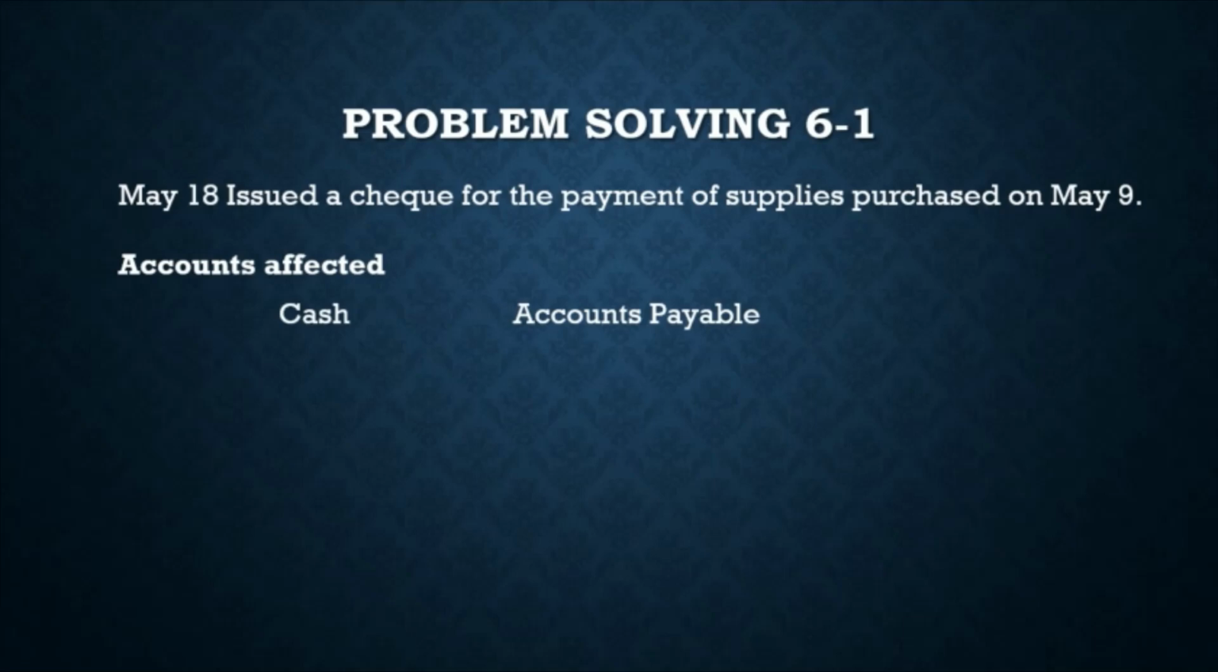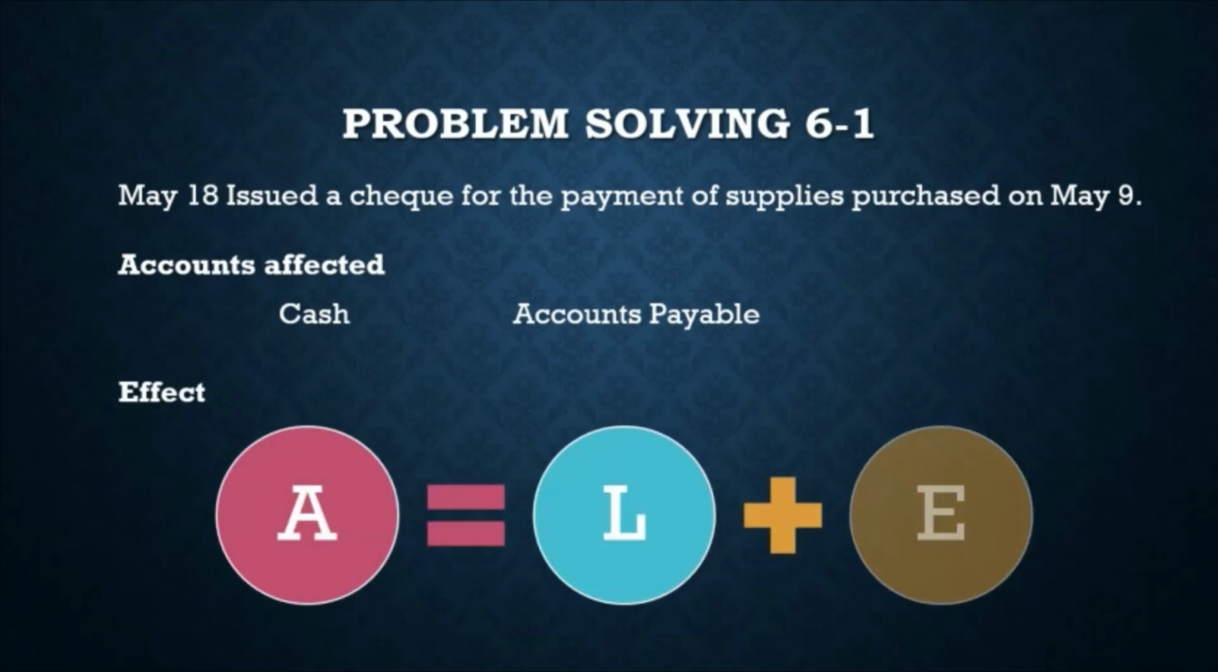So ano naman ang magiging effect sa ating accounting equation? So syempre walang effect sa ating equity kasi cash is an asset and accounts payable is liability. So there will be a decrease in accounts payable and decrease in cash kasi nag-issue tayo ng cheque para mabayaran na yung utang natin para dun sa pagbili ng supplies noong May 9.